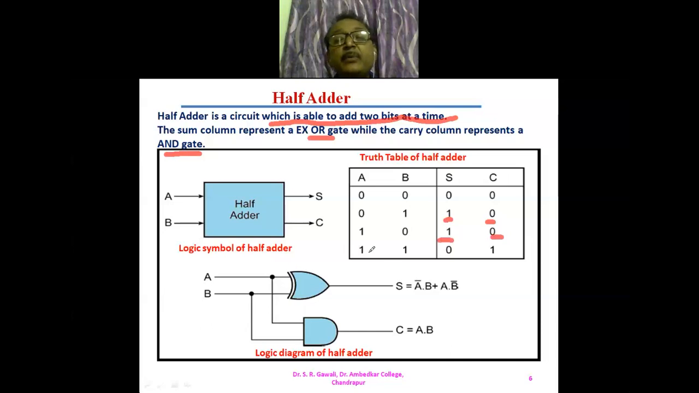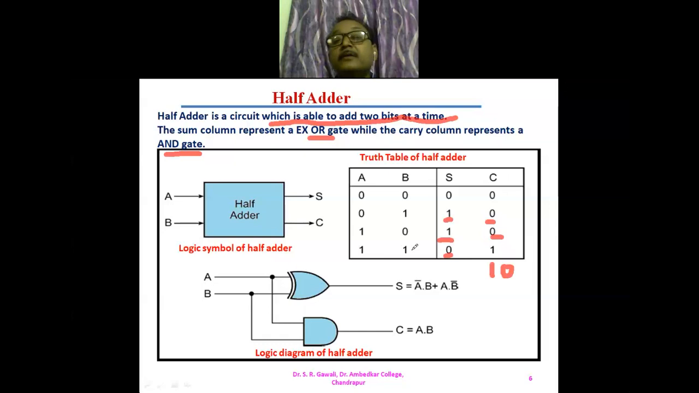Then when 1 is added to 1, we get the sum as 0, and when we add these 2 bits, we get 1 0. In this 1 0, 0 is the sum and 1 is the carry. So here we get the sum as 0 and carry as 1 when both inputs A and B are 1. We are adding 2 bits at a time with the help of this half adder, and therefore it is called the half adder.